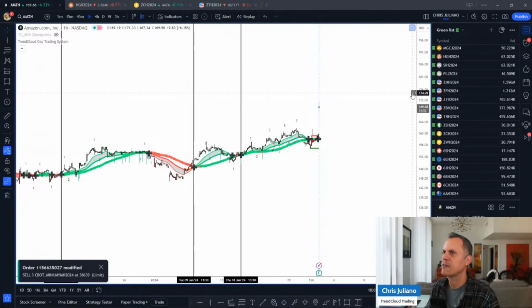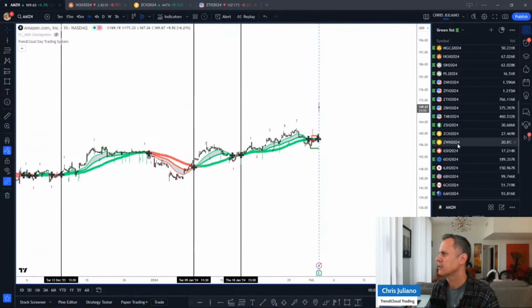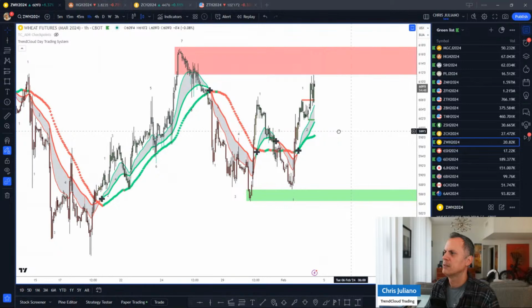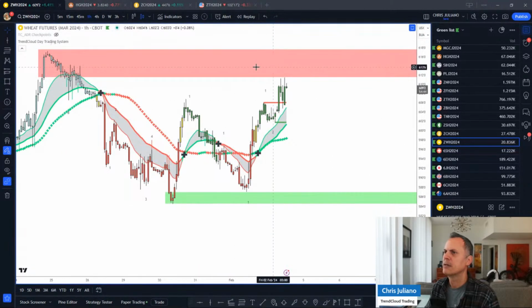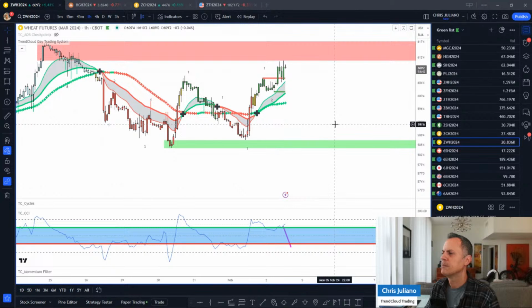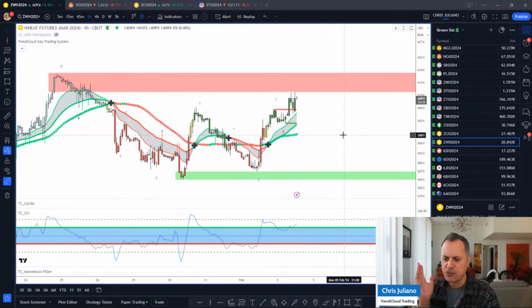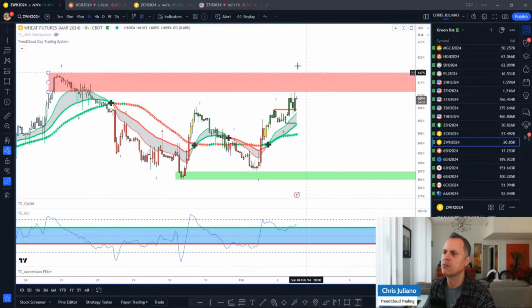Absolutely. Let's see. Let's go back over to wheat. Yep. Wheat heading for that. Looks like the same situation as the Aussie dollar. It wants to go to that extreme high, back to that extreme low, and just stay in that sideways movement.